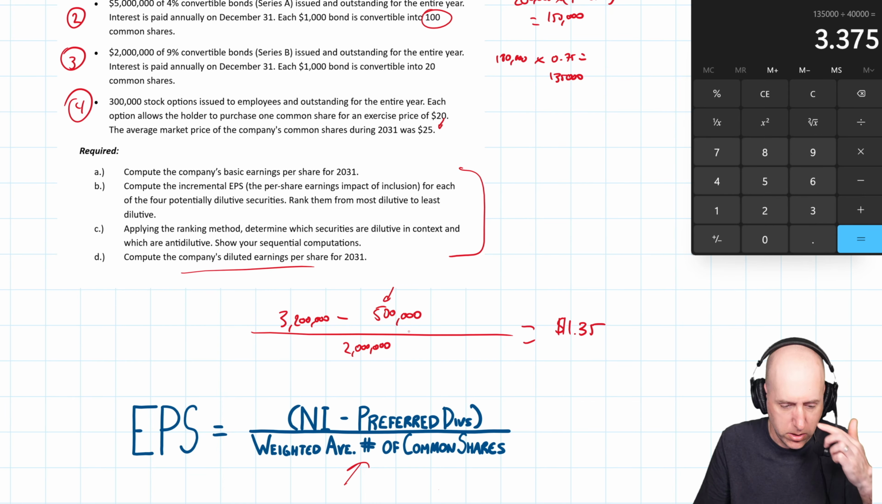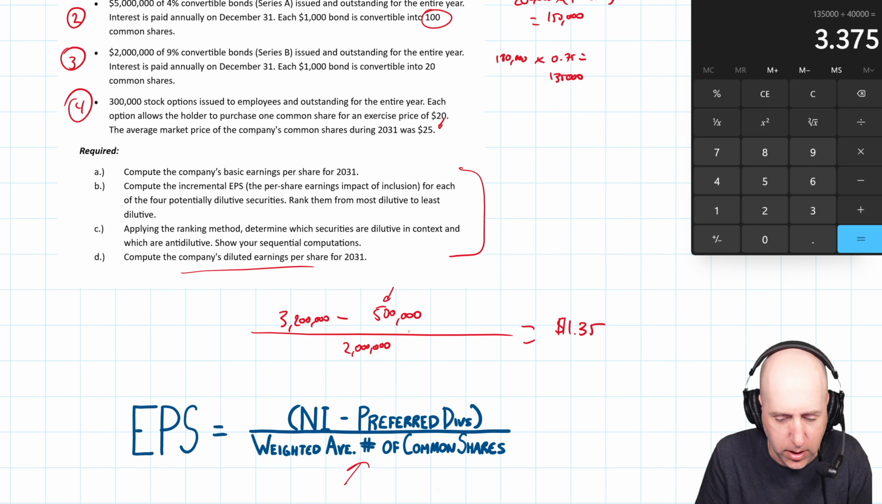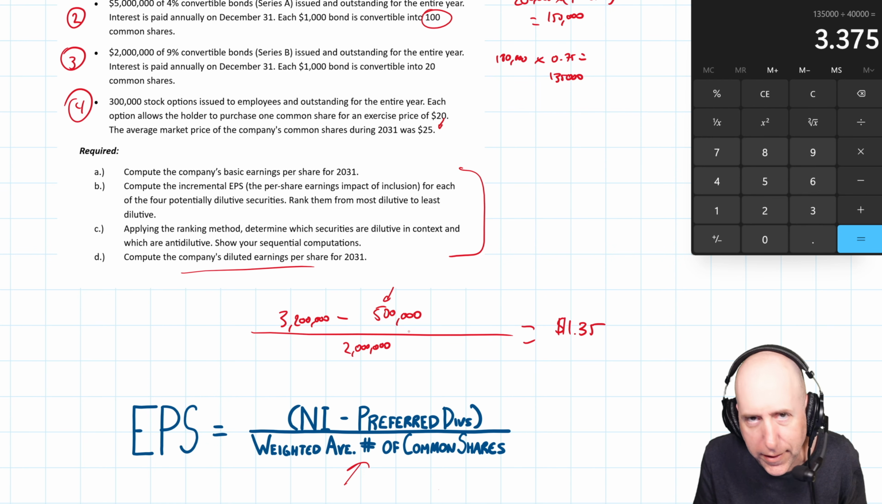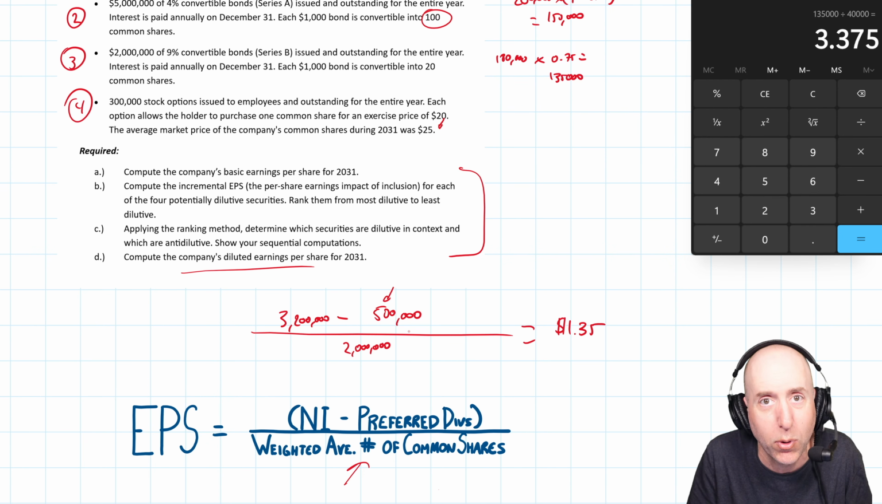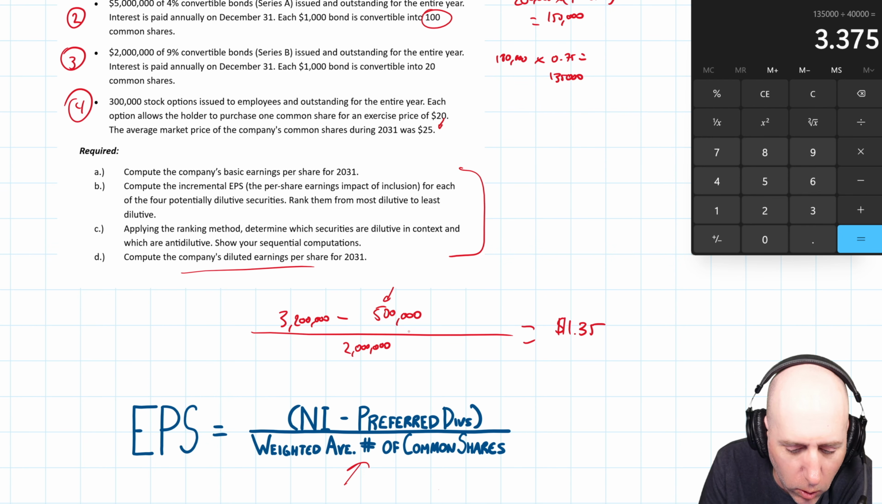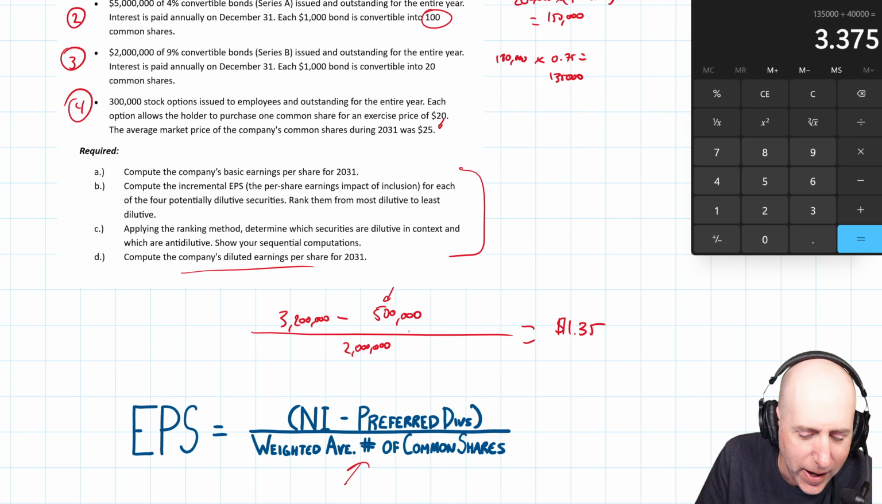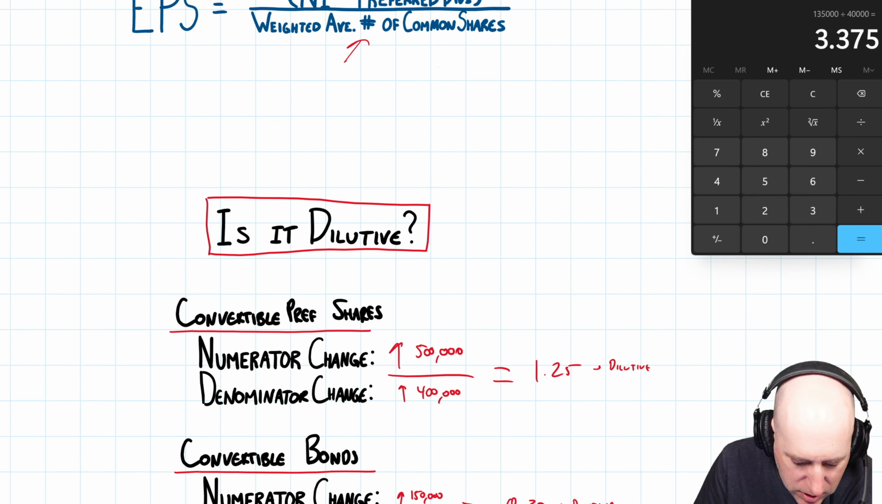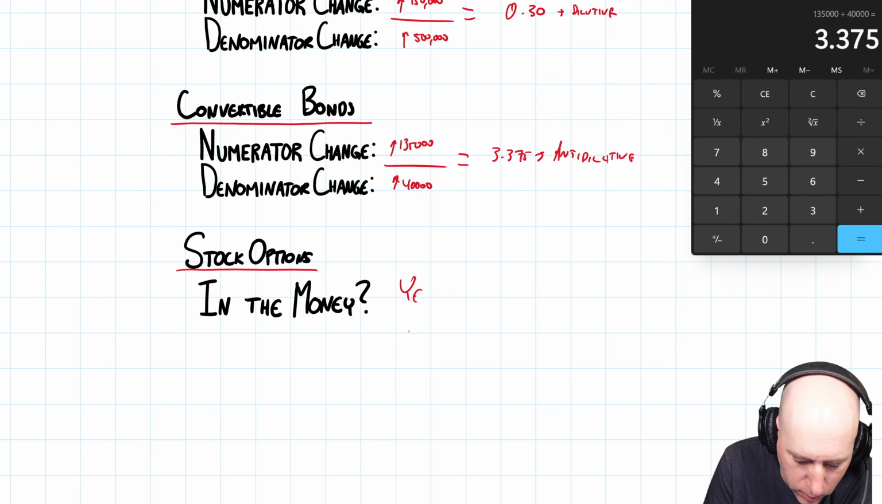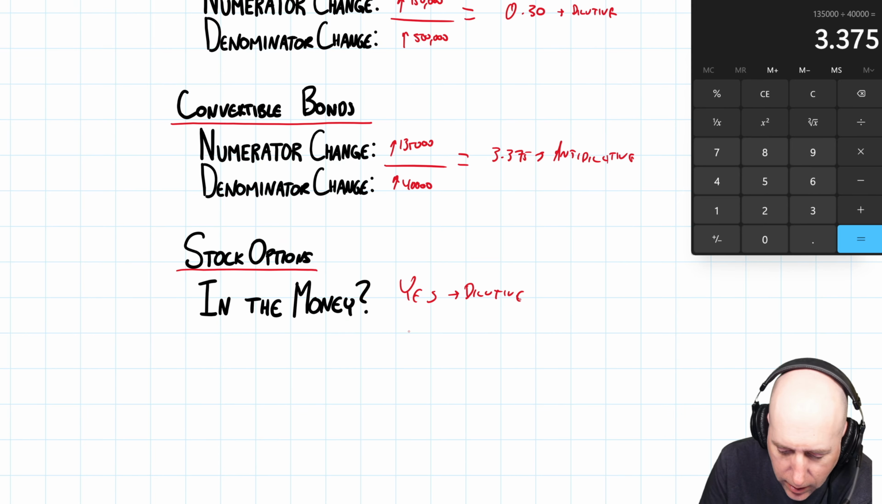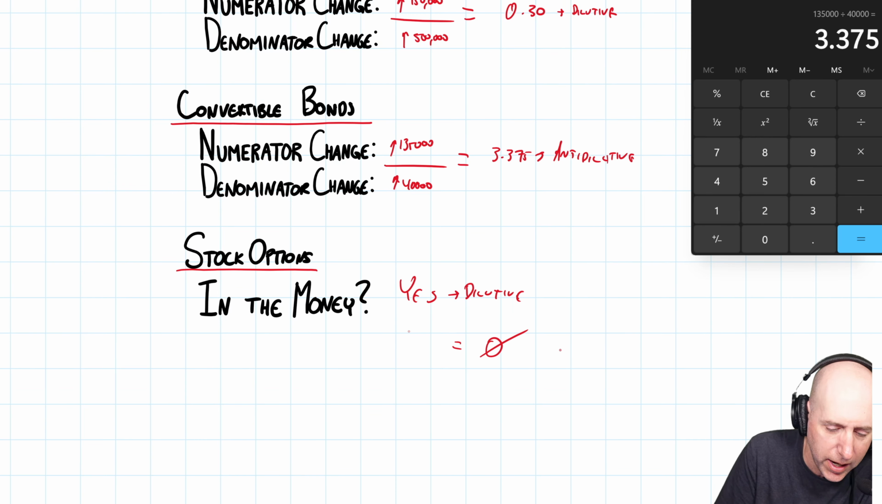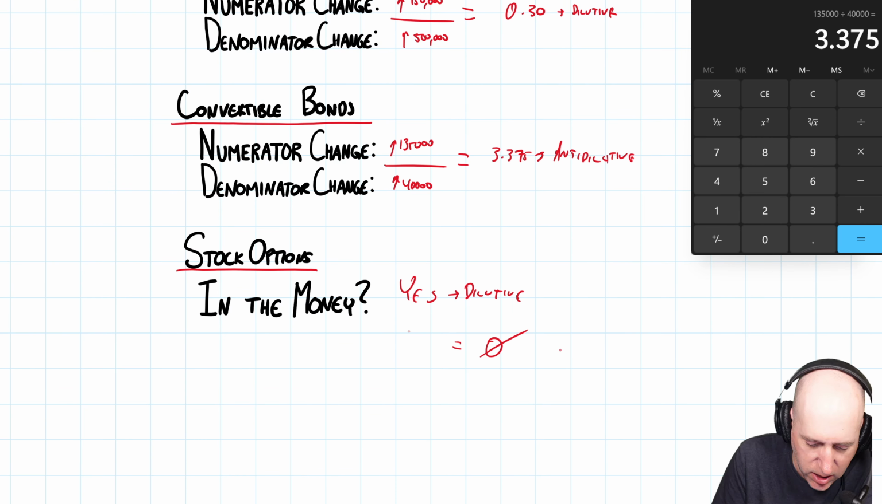Okay, so these are in the money options. These are absolutely dilutive. A reasonable person would exercise these options because you're making money. You're printing money for yourself as somebody holding a $20 option to exercise on something that's worth $25. Yes, these are absolutely in the money and therefore dilutive. And therefore, they are the most dilutive of anything on our list because the answer here is going to be 0. But let's do the numerator and denominator change for this one.